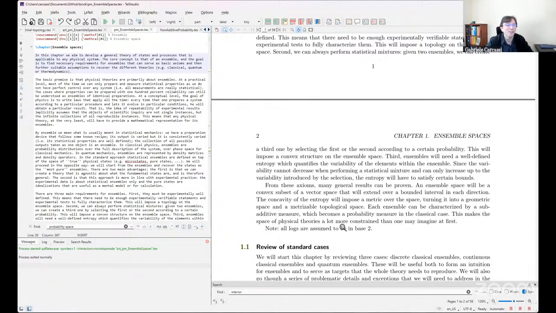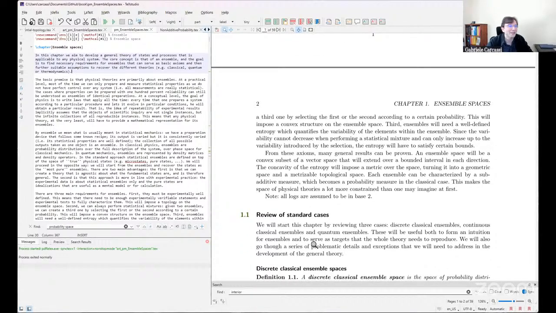Why are we doing this? To show that physical theories have to follow a very strict pattern, because a physical theory at least has to be able to talk about ensembles, and ensembles have to have particular properties. And this is one note that I still don't know where to put: the fact that all the logs are going to be assumed in base 2.